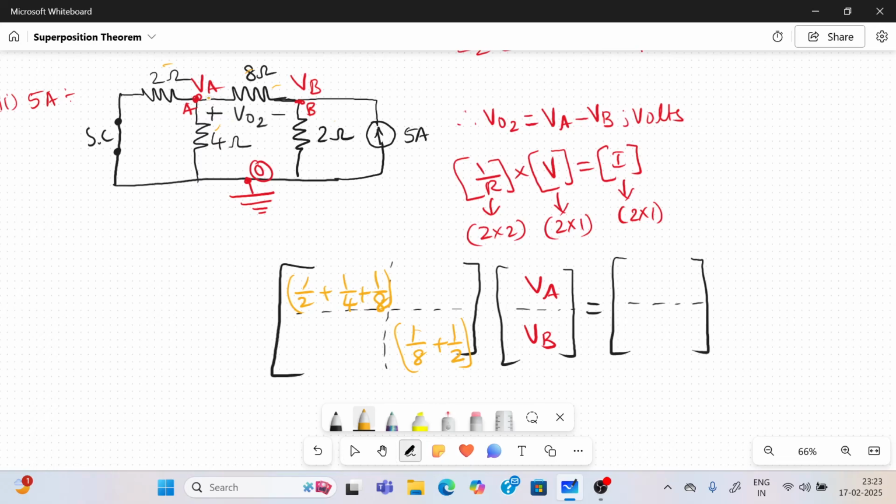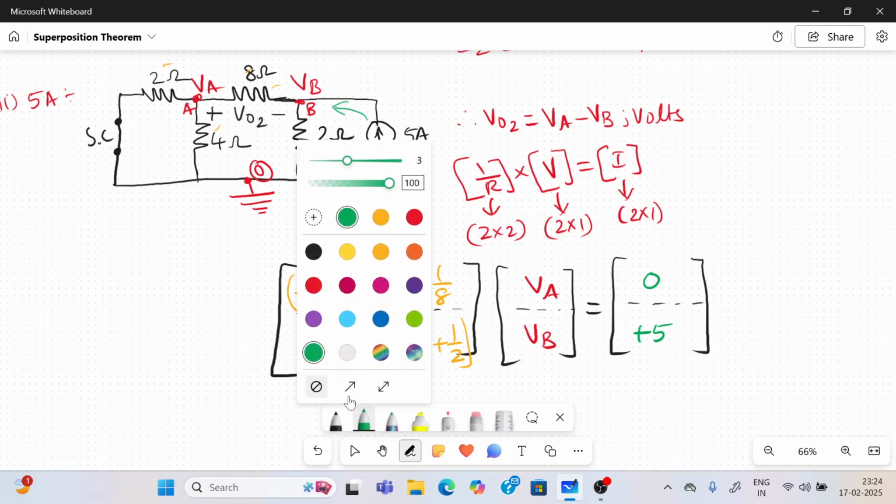Next, the off diagonal. What is the resistance between the nodes? 8 ohm. Minus 1 by 8, always negative. What about the current values? Node A doesn't have any current source, so 0. Node B has a 5 amps current source. The 5 amps is entering, so plus 5.